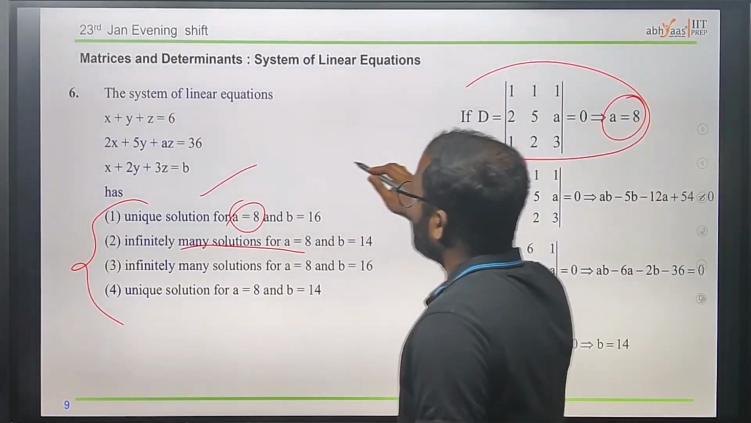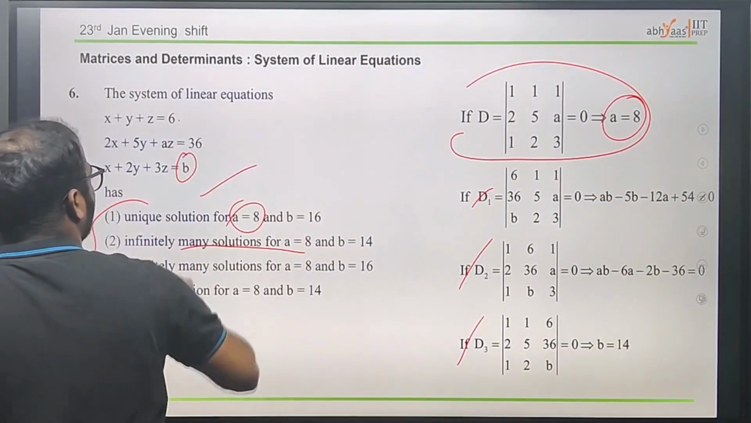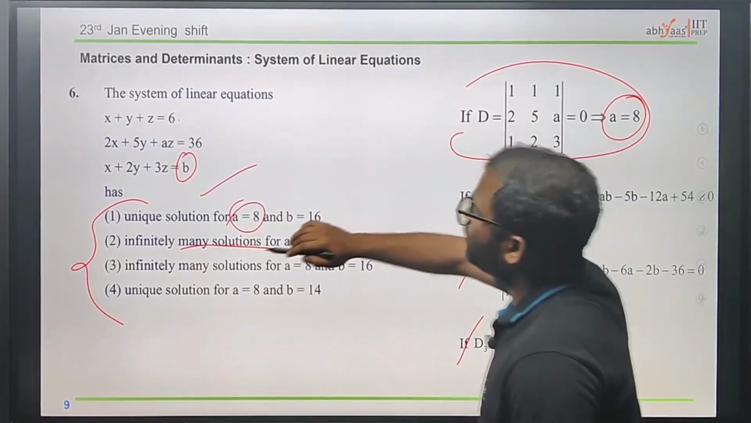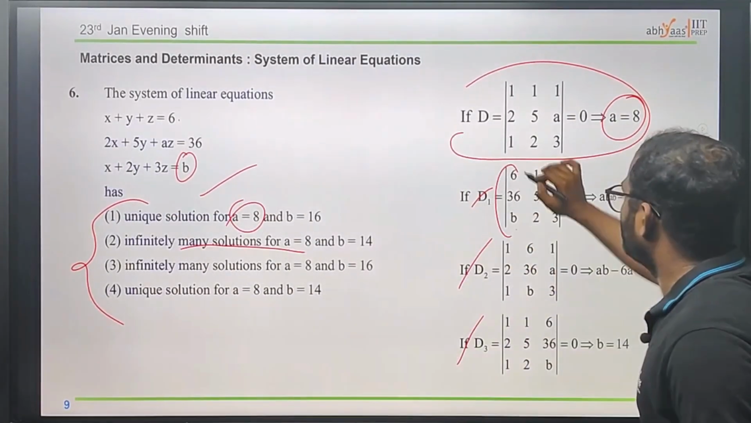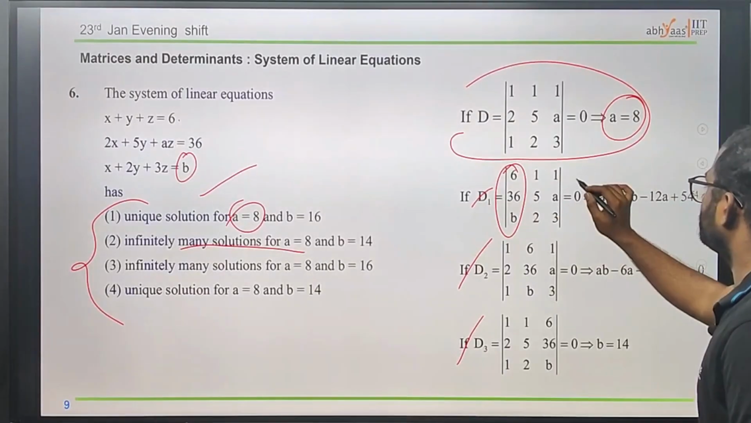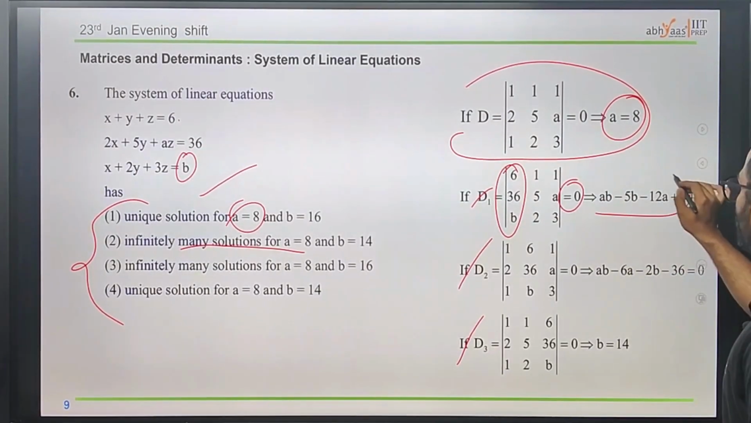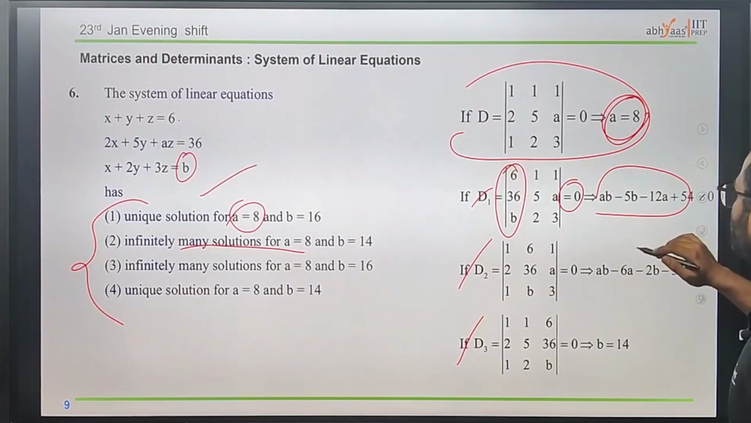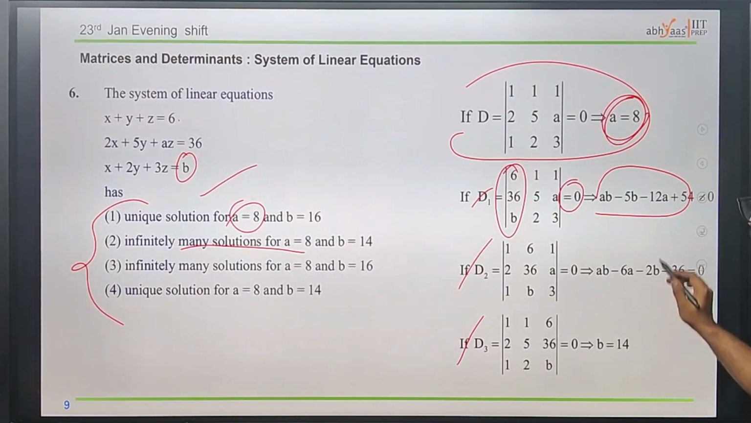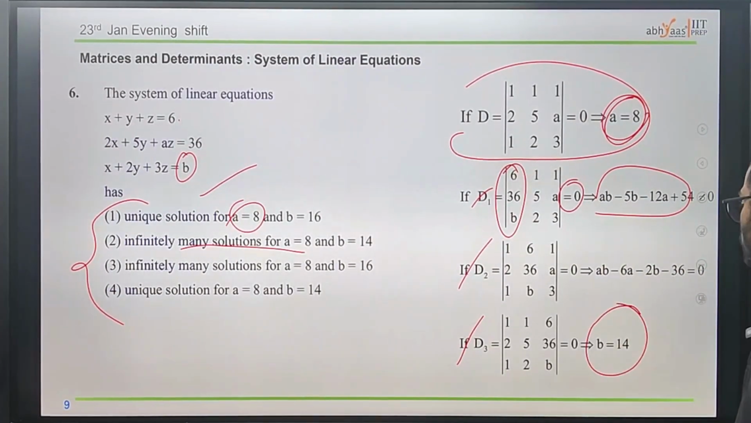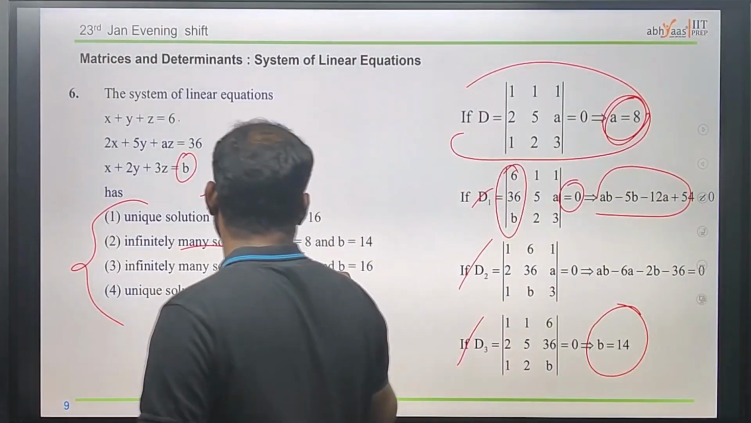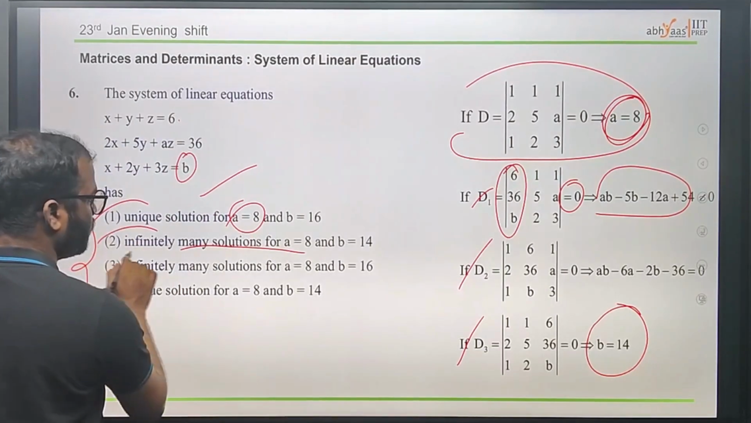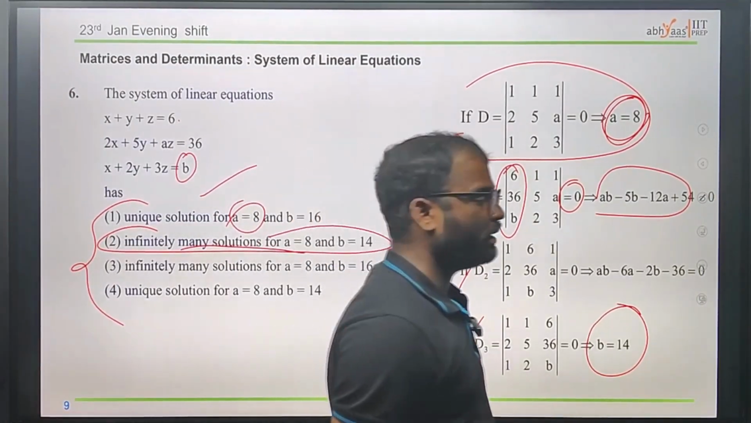Firstly we will have 6, 36 and b. In order to find the b we need to find this one. Just taking out of this one we replace it with this one. After that we set the determinant equal to 0. I hope you understood. Since we got the value 8, just substituting that we can easily find it. After doing all these things we got 14. B equal to 14 is the answer. Which means that we have infinitely many solutions for a equal to 8 and b equal to 14.